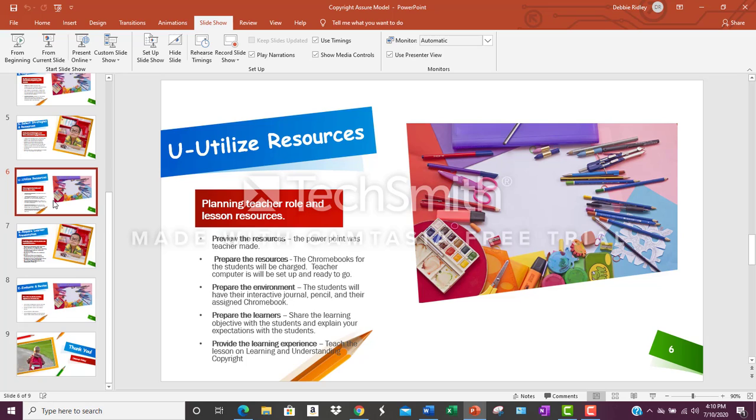U. Utilize resources, planning, teacher role, and lesson resources. Preview the resources. The PowerPoint was made by the teacher. Prepare the resources. The Chromebooks for the students will be charged. The teacher computer will be set up and ready to go. Prepare the environment. The students will have their interactive journal, pencil, and their assigned Chromebook. Prepare the learner. Share the learning objective with the students and explain your expectations. Provide a learning experience. Teach the lesson on learning and understanding copyright.